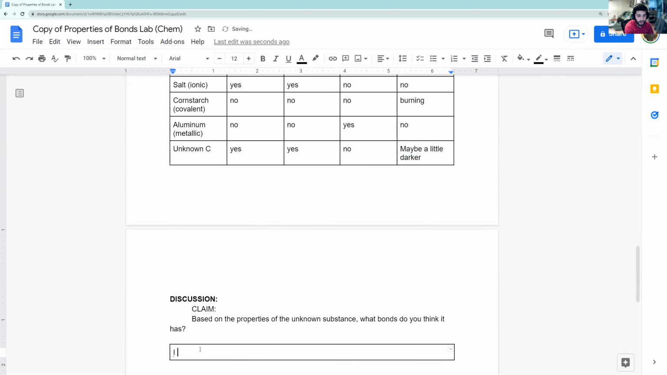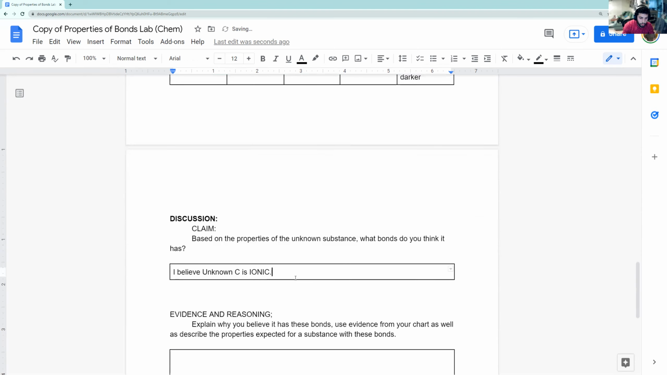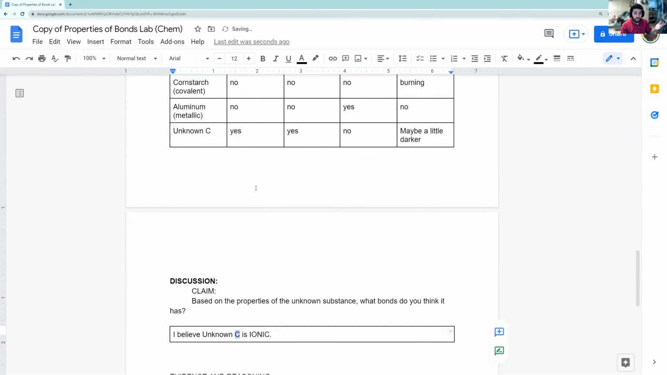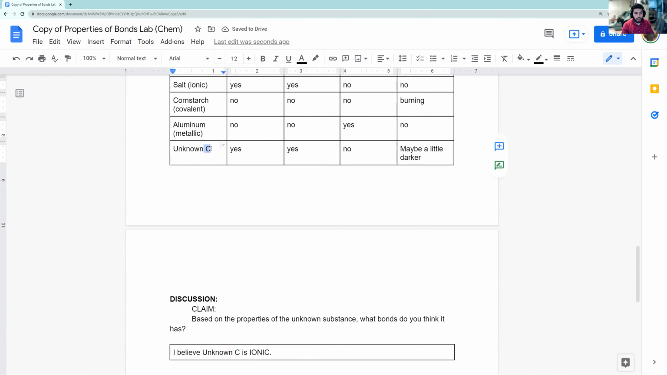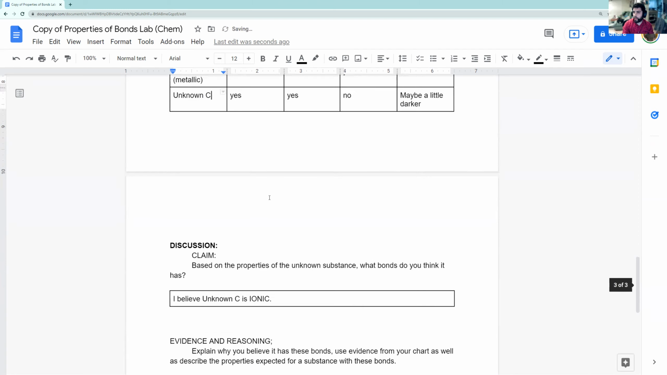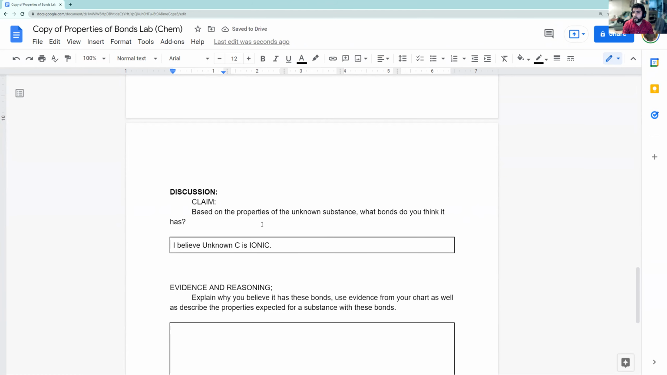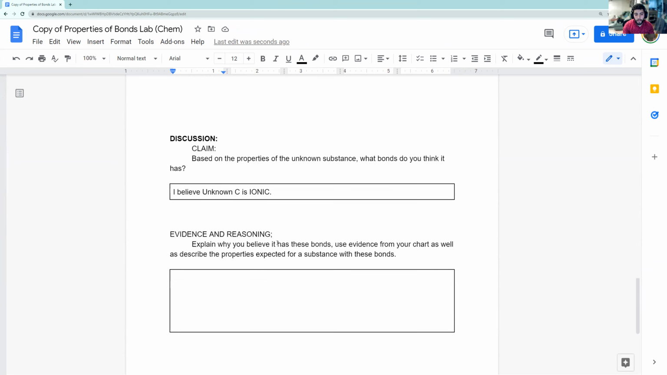So I'll write in my claim, I believe unknown C is ionic. Now, the first problem I had is a lot of people didn't tell me what unknown they had, because your chart said A/B since you could have chosen either. But when you wrote your CER, you didn't tell me which one you chose. So you've got to tell me, are you choosing A or B?